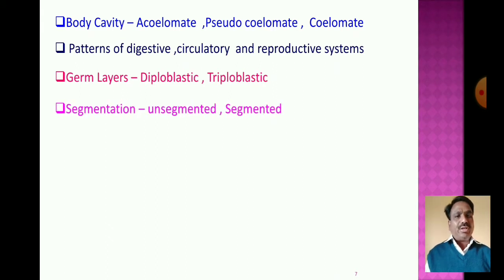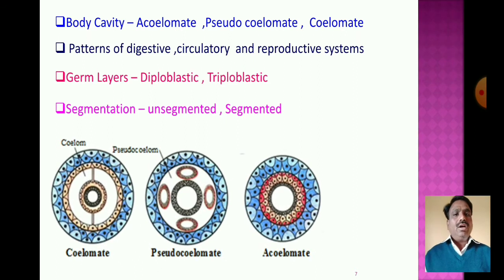Then we go to segmentation. What is meant by segmentation? In some animals, the body is externally and internally divided into segments with a serial repetition of at least some organs. This is known as segmentation. Some animals have a segmented body, some animals have an unsegmented body, and that will be considered at the time of classification. Now here you can see the pictures.